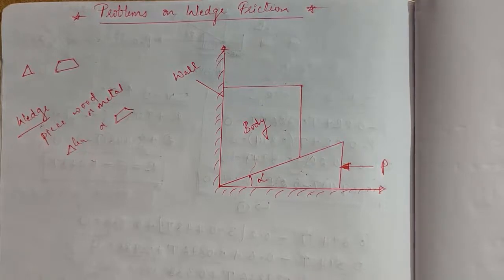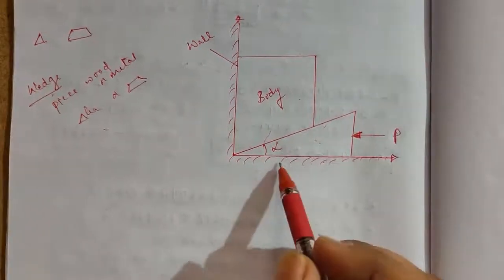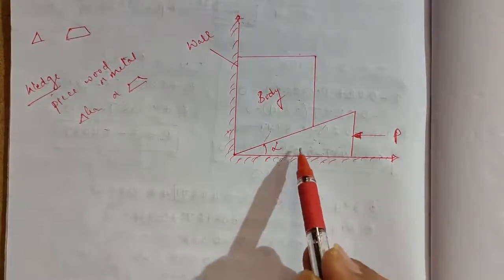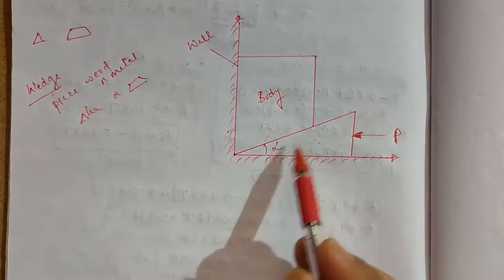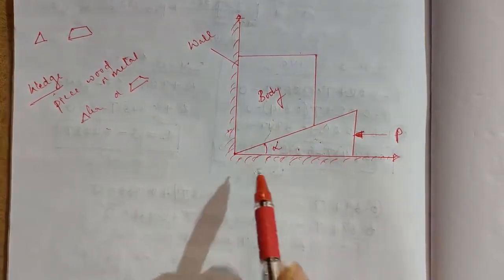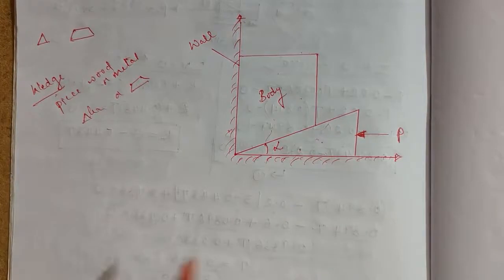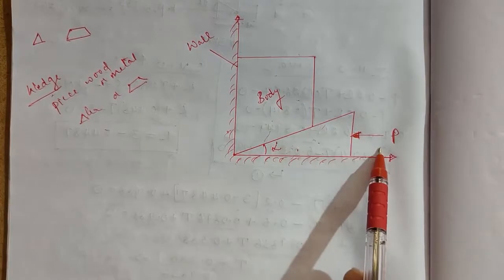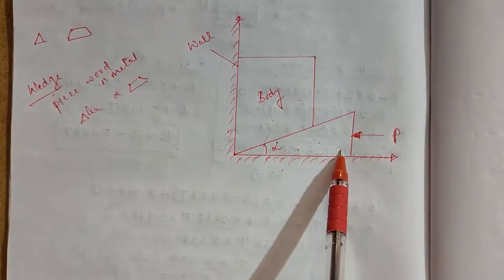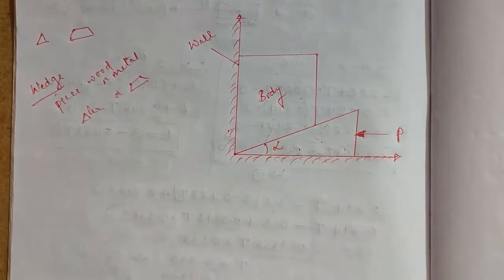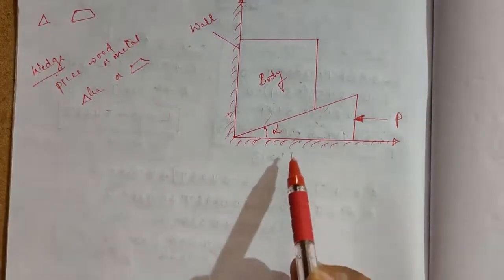Before we go to the problems on wedges, let us know some basics. See in this example, this is the contact surface which I shaded like this. This is a triangular wedge with an inclination alpha, and this is the body. This figure shows a body being lifted up by a force P applied to the wedge. Let us consider the FBD of the body and wedges separately.